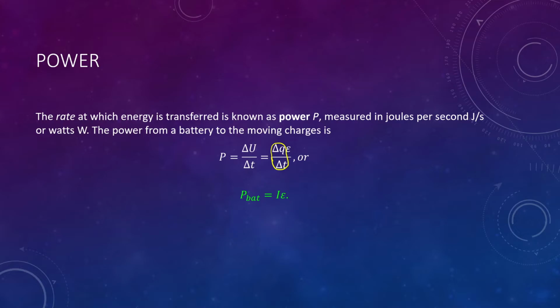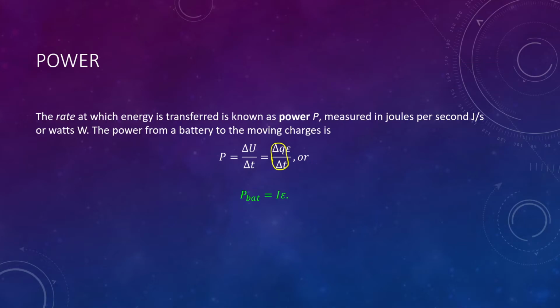I refer to this equation as pi. I don't make my students memorize formulas, but if you ever had to, it's an easy way to remember this one, pi. Power is equal to current I times the epsilon, or EMF, of the battery. So that's just a way to describe the power supplied by a battery.